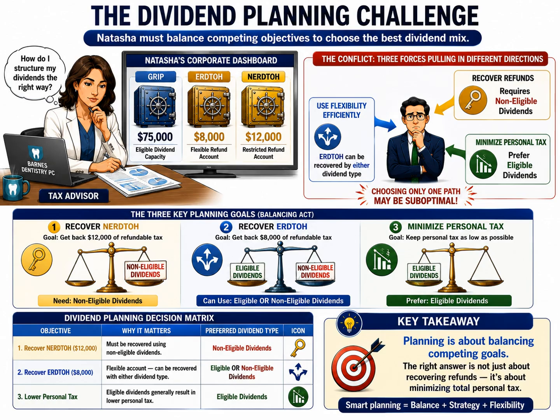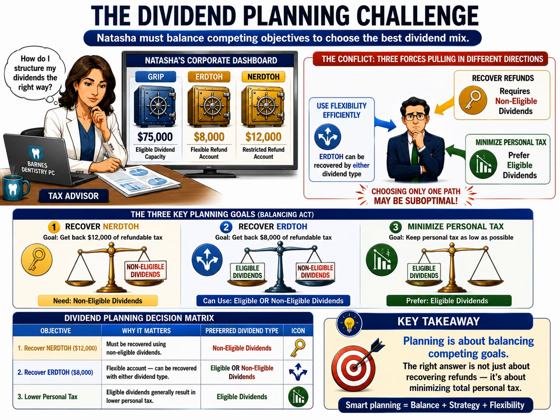Now look at the second goal. The corporation also has an ERDTOH balance of $8,000. Unlike NERDTOH, ERDTOH is flexible. The refund can be recovered using either eligible dividends or non-eligible dividends. This gives the tax advisor additional planning options. ERDTOH doesn't force a specific dividend choice. Instead, it provides flexibility.